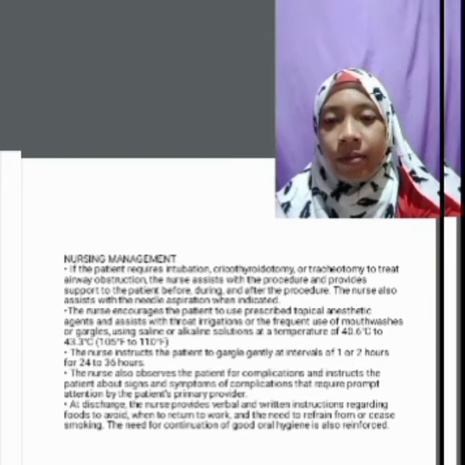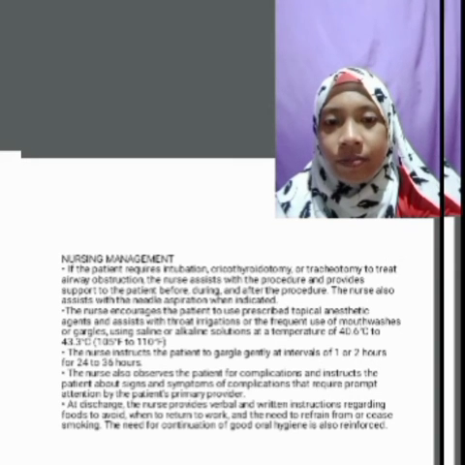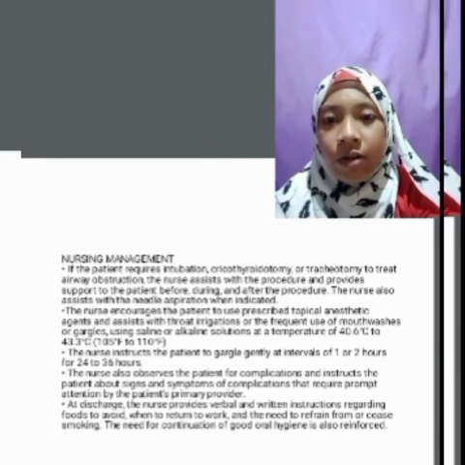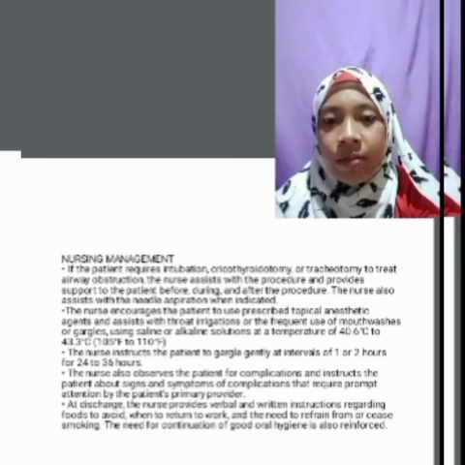Nursing management. If the patient requires intubation, cricothyroidotomy, or tracheotomy to treat airway obstruction, the nurse assists with the procedure and provides support to the patient before, during, and after the procedure. The nurse also assists with the needle aspiration when indicated.